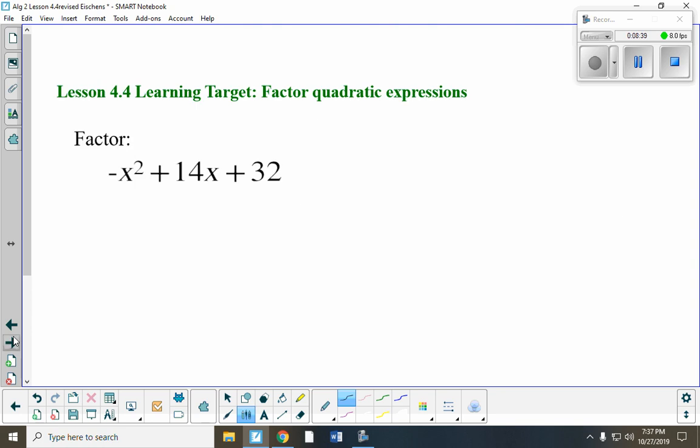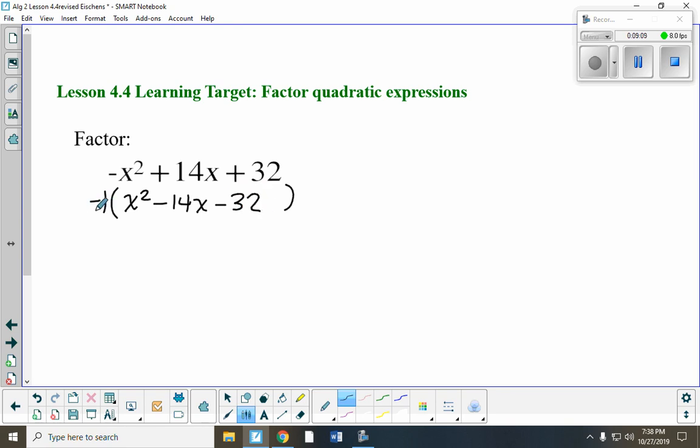All right, here's another problem. Now this one, notice it starts with a negative, and those can be harder to factor. So what I usually do is I usually factor a negative 1 out of every single term. And when we factor, we are dividing out a negative. So negative x squared divided by negative 1 would be a positive x squared. 14 divided by negative 1 is a negative 14x. 32 divided by negative 1 is a negative 32.